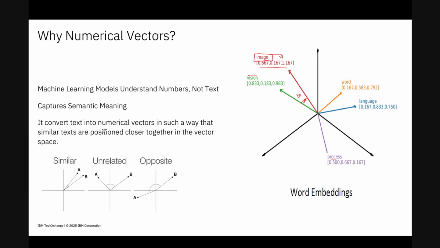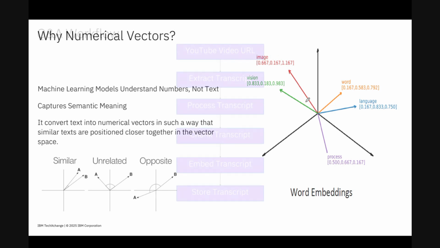So here I also included that it converts text into numerical vectors in such a way that similar text is positioned closer together in the vector space. Here the words image and vision are semantically the same, so that's why the angle between them is small.